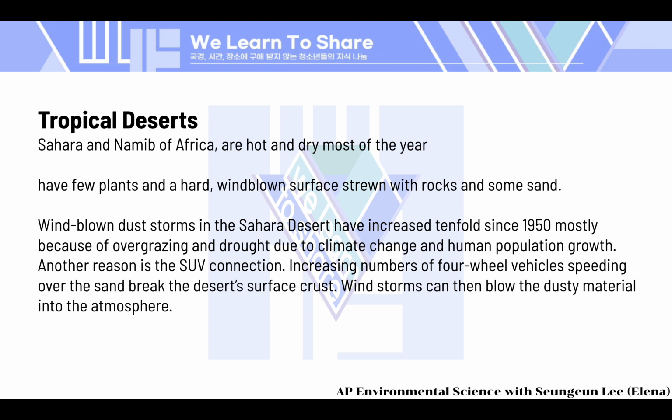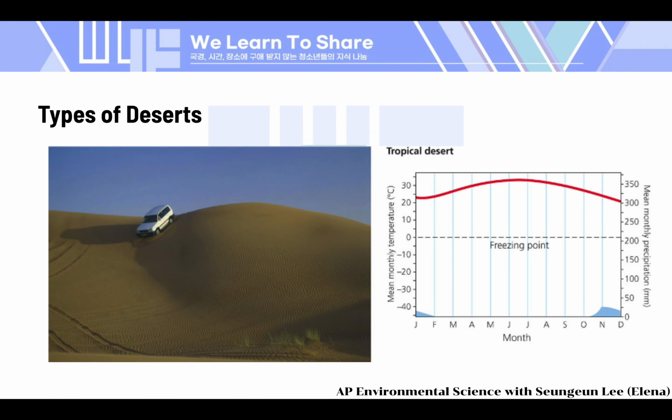In hot and dry tropical deserts like the Sahara, we see minimal vegetation and a landscape marked by rocks and sands. They have very few plants and it's more of a hard wind-blown surface. Factors like overgrazing and climate change have intensified wind-blown dust storms here. You can see that there is not much precipitation, so there's not much rain over here, and it's really hot all year around.